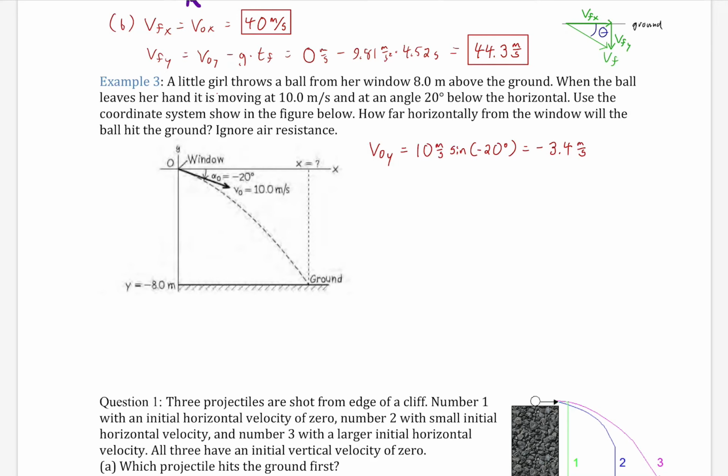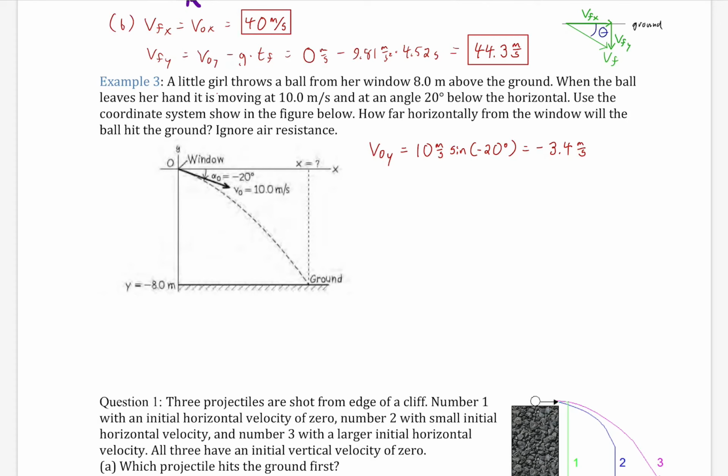Okay. So a little girl throws a ball from her window 8 meters above the ground. When the ball leaves her hand, it is moving 10 meters per second, so we have a speed, and at an angle of 20 degrees below the horizontal. So that means that the initial velocity is going to have both vertical and horizontal components. Use the coordinate system shown in the figure below. How far horizontally from the window will the ball hit the ground? Ignore air resistance. We always ignore air resistance in projectiles because, by definition, they only have an acceleration of gravity.